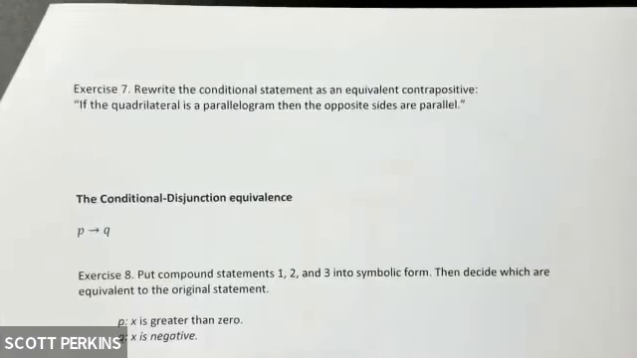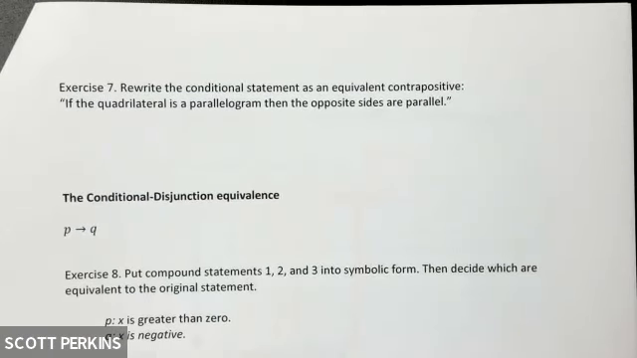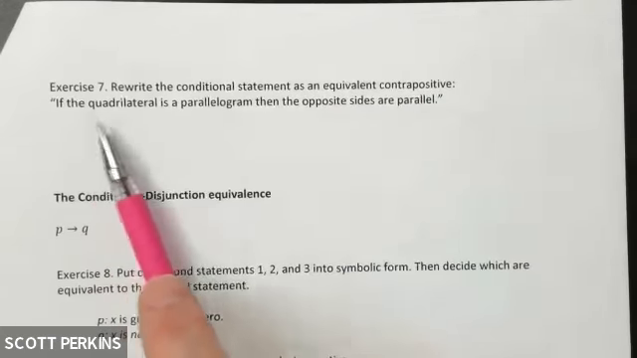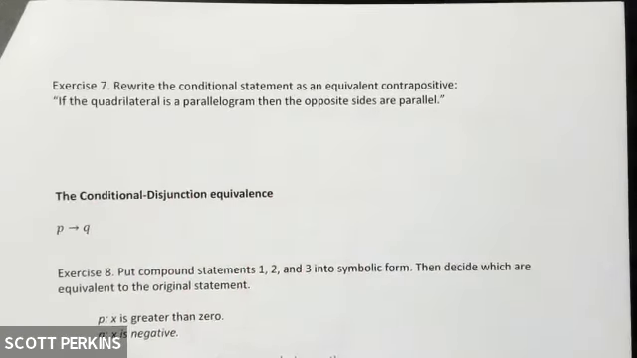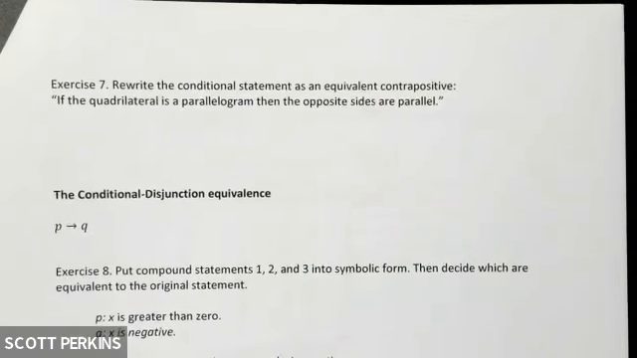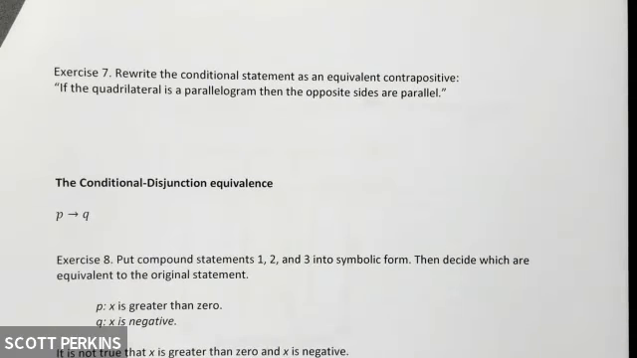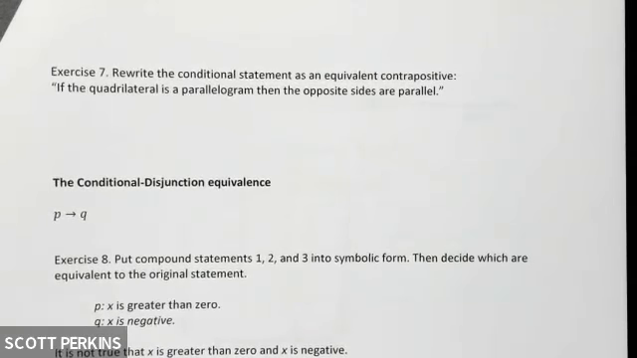So what we're going to do here with example 7, I'm going to give you a moment to do this. I've given you this statement. If the quadrilateral is a parallelogram, then the opposite sides are parallel. That is a conditional statement. So I just want you to please write the contrapositive. If you need to write it out in symbols first, that is fine. Or if you are capable of just flipping the order and flipping the negation, then do that straight away. That is fine by me, either way.